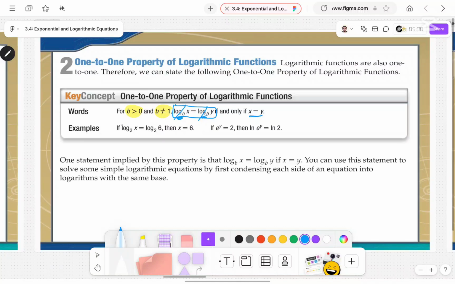Okay, so for example, look at this one, log 2. Look at the base here. The base here is 2 and the base here is 2. So we cancel log 2 with log 2. So what remains is x is equal to 6.